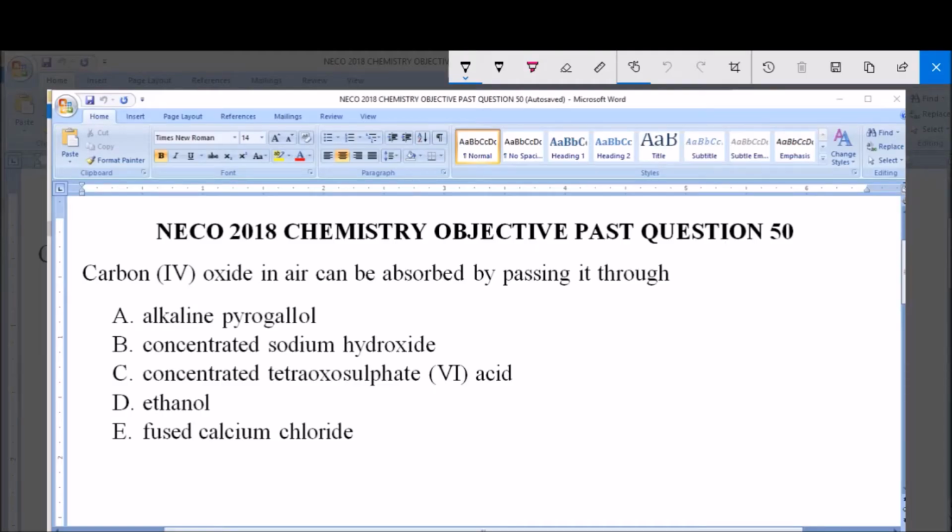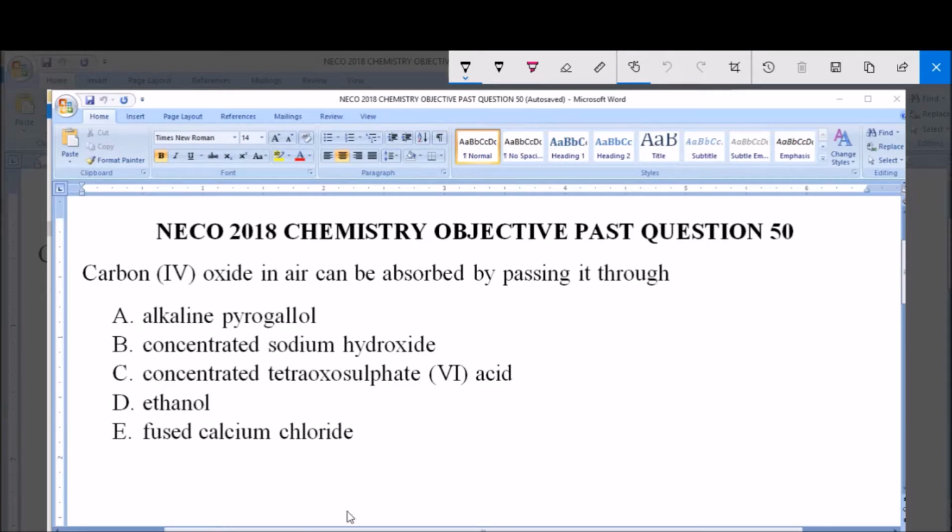I will be answering NECO 2018 Chemistry Objective Past Question 50. Carbon(IV) oxide in air can be absorbed by passing it through A. Alkaline pyrogallol, B. Concentrated sodium hydroxide, C. Concentrated tetraoxosulfate(VI) acid, D. Ethanol, and E. Fused calcium chloride.